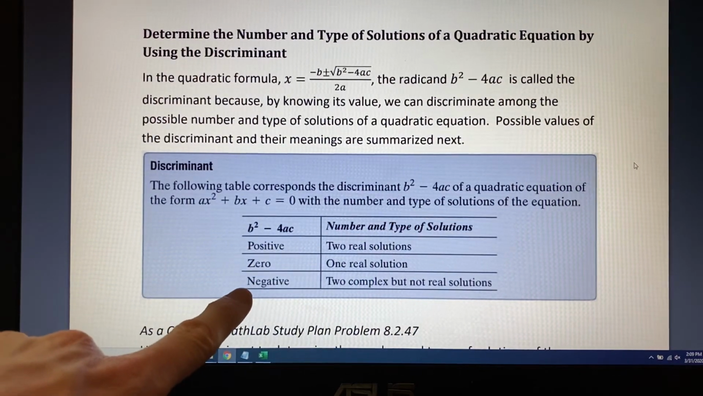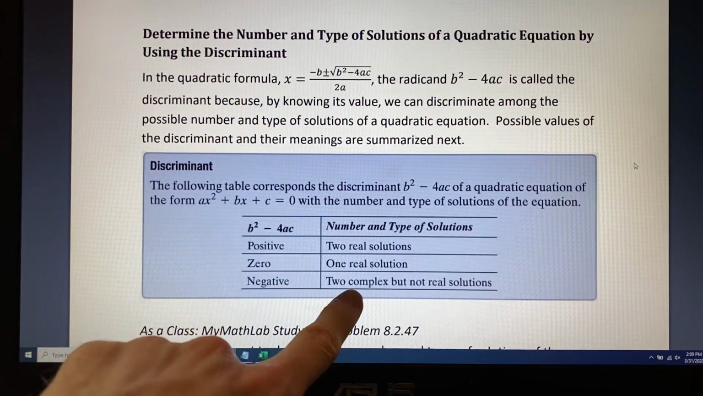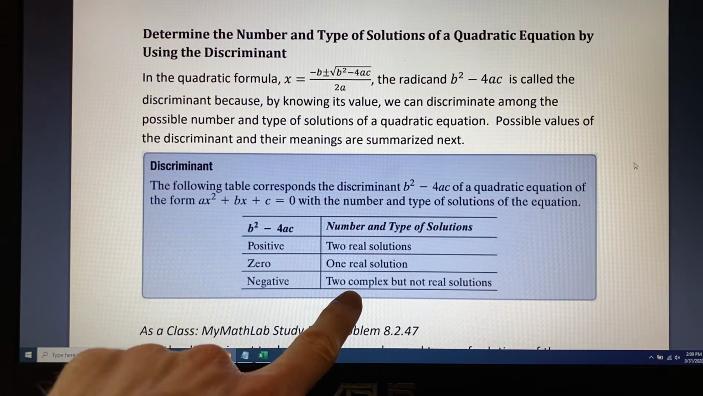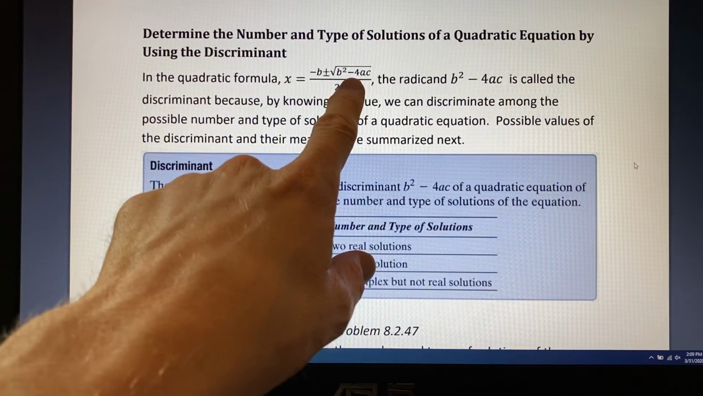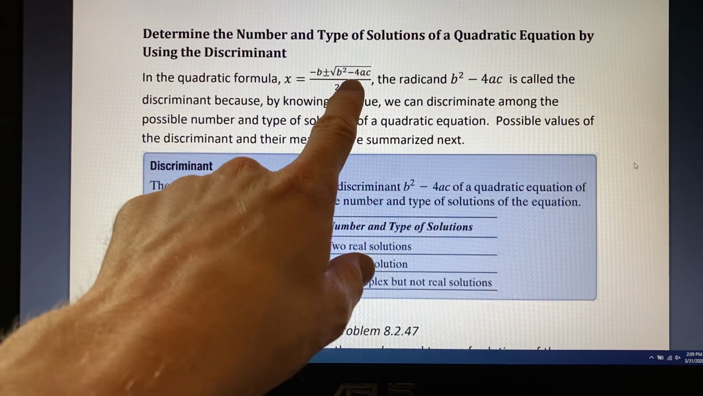Okay, now how about negative? Why does that create 2 complex but not real solutions? Let's talk that through as well. If b squared minus 4ac was a negative value, then you would have the square root of a negative number.